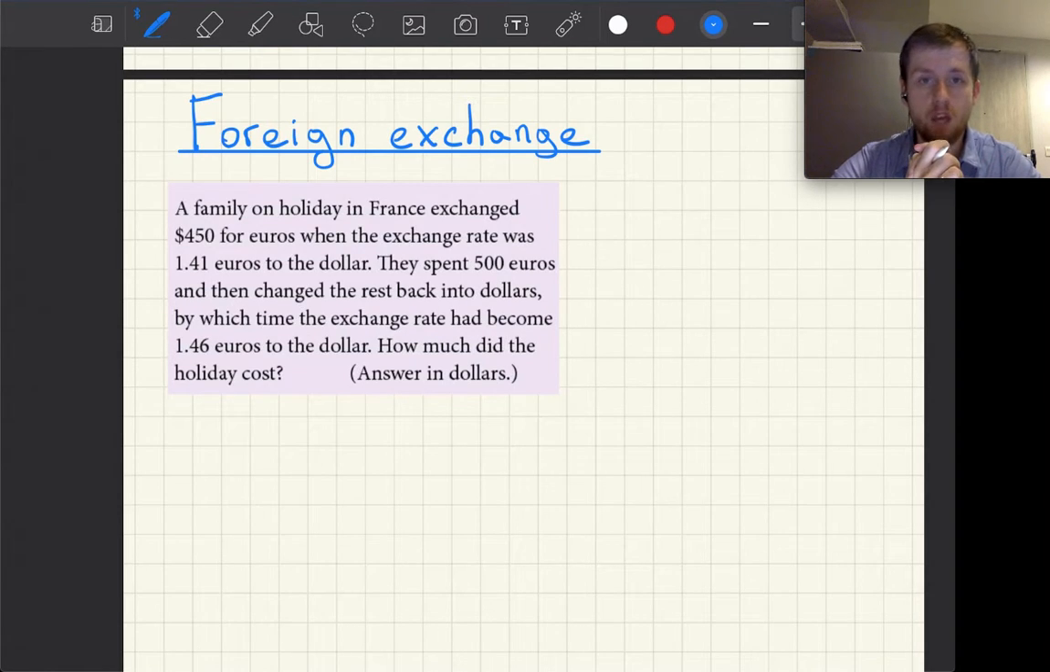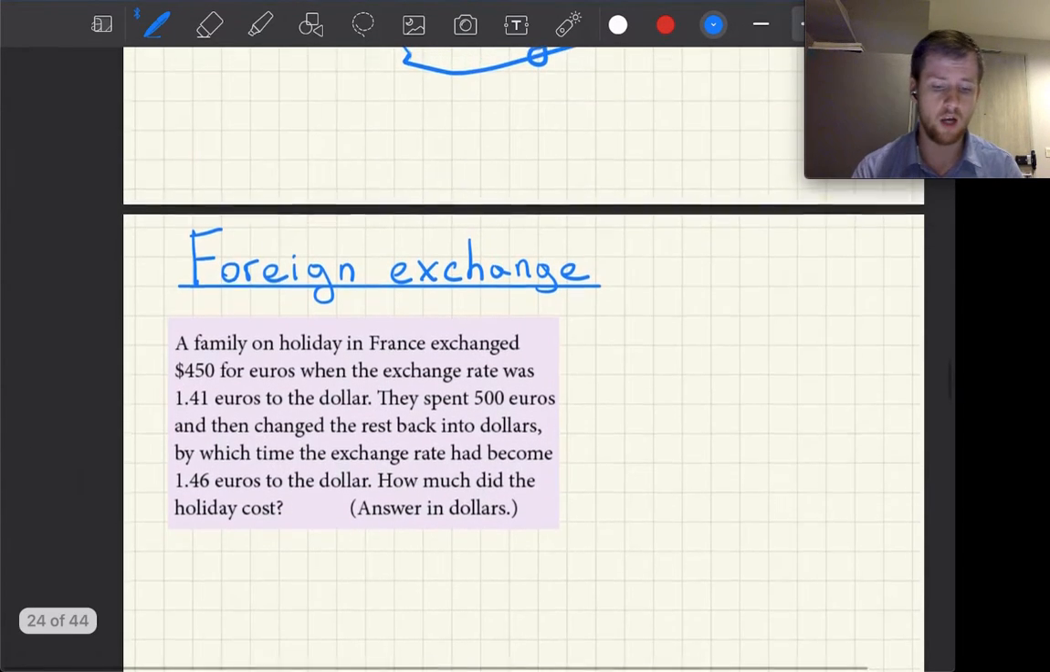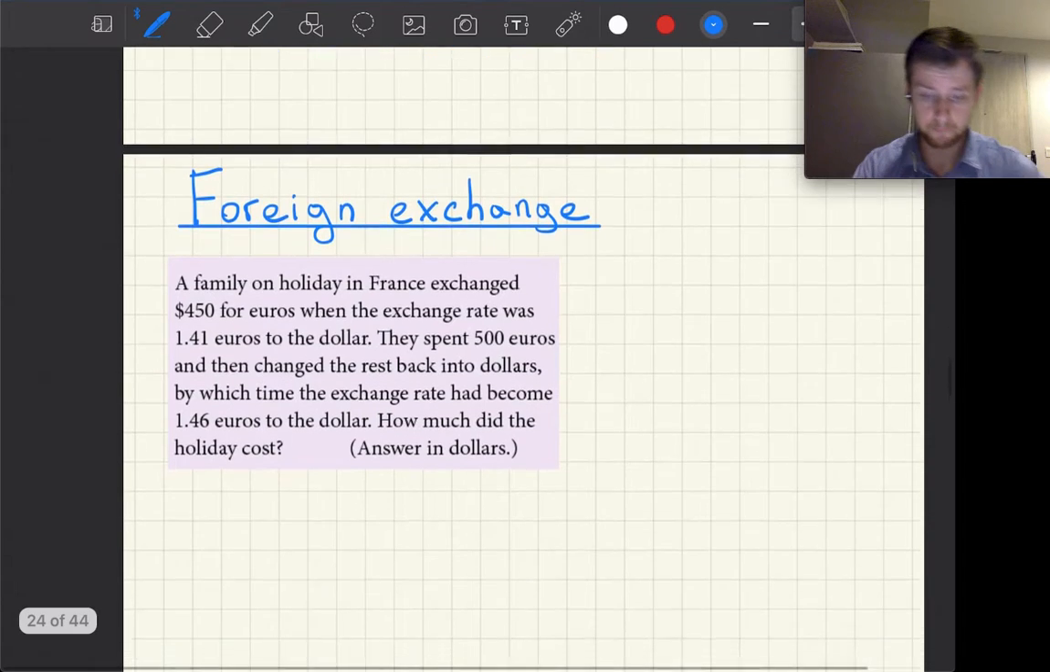When the exchange rate was 1.41 euros to the dollar, they spent 500 euros and then changed the rest back into dollars, by which time the exchange rate had become 1.46 euros to the dollar. How much did the holiday cost? Answer in dollars. Okay, so here again, just like with proportion, we have to apply logic all the time.